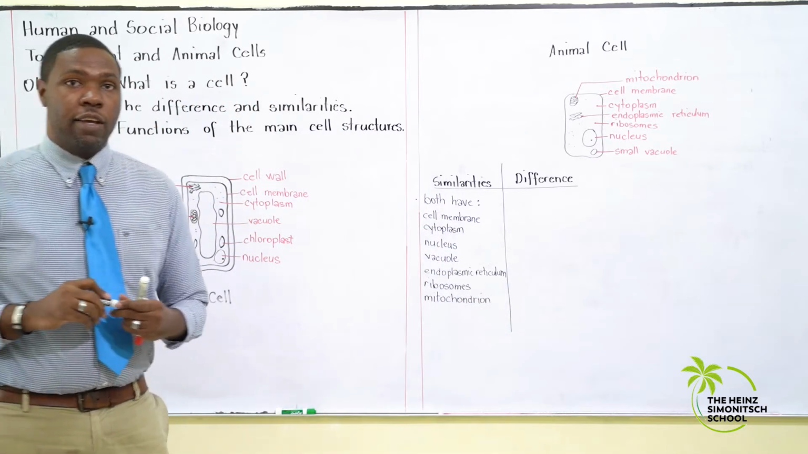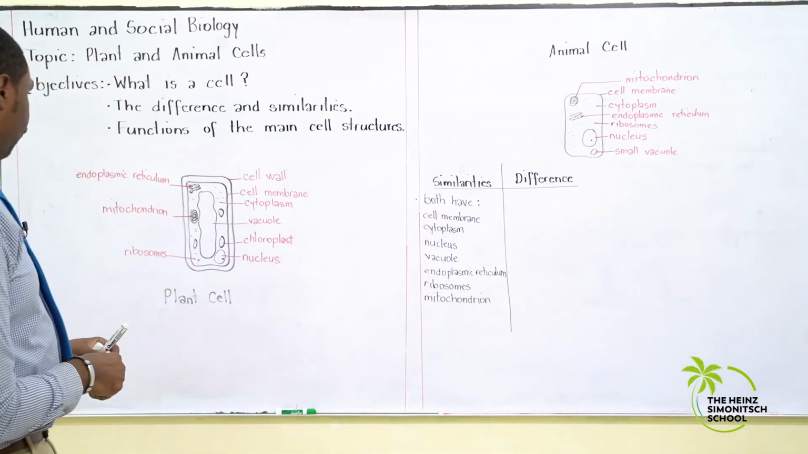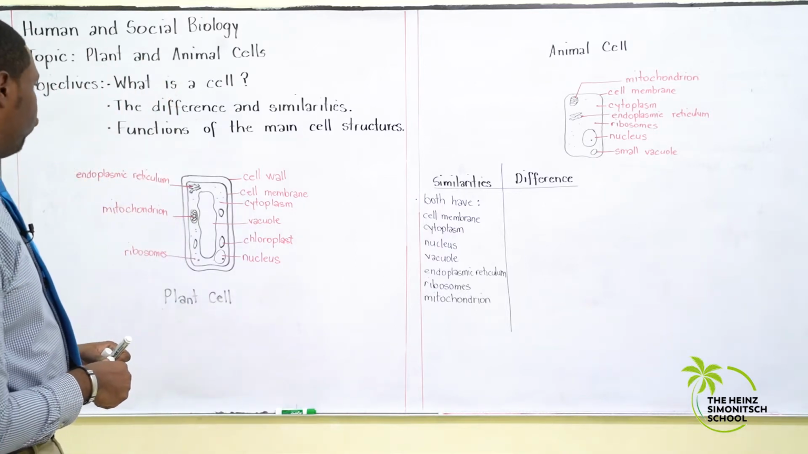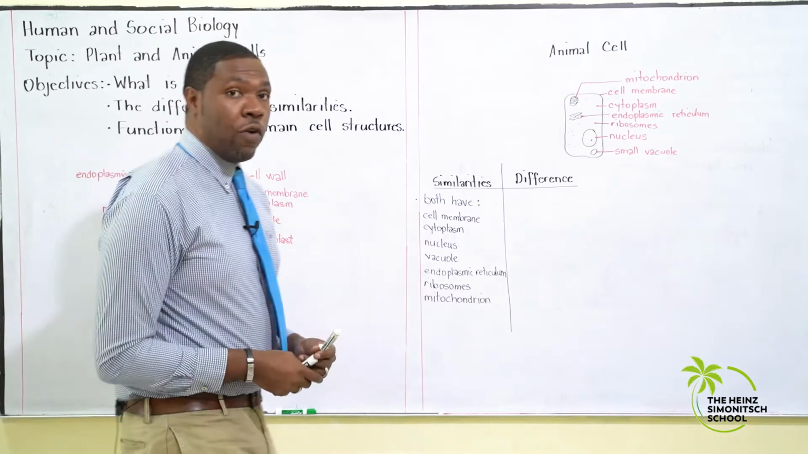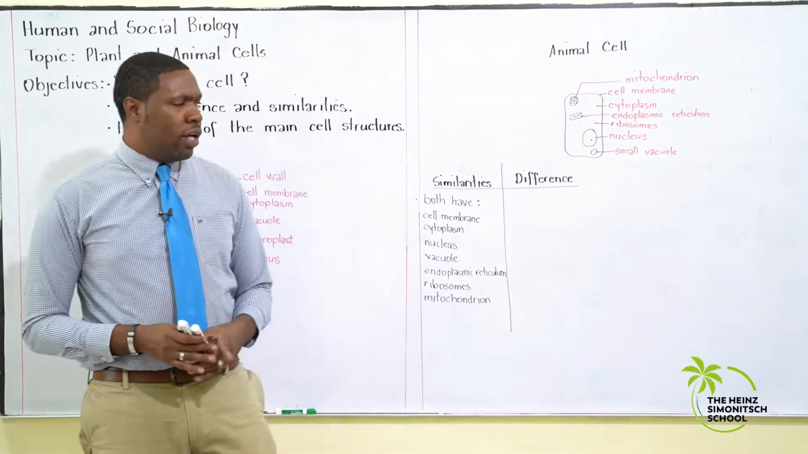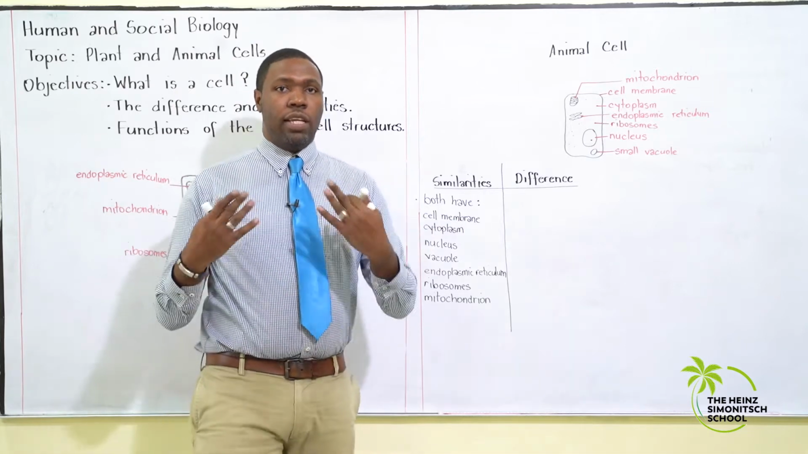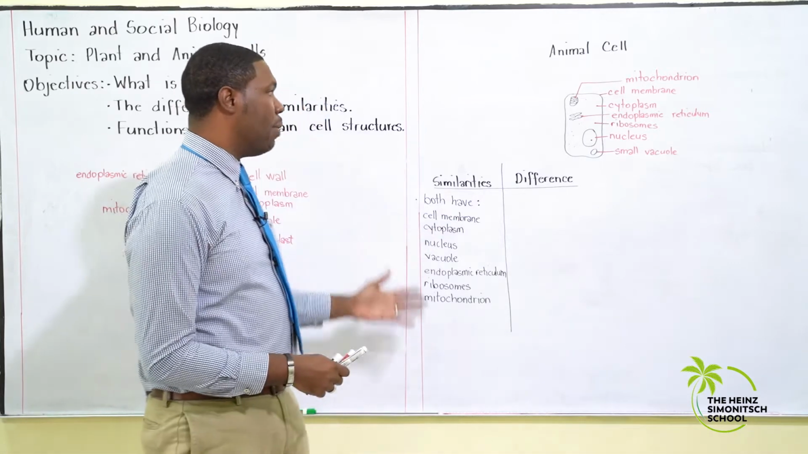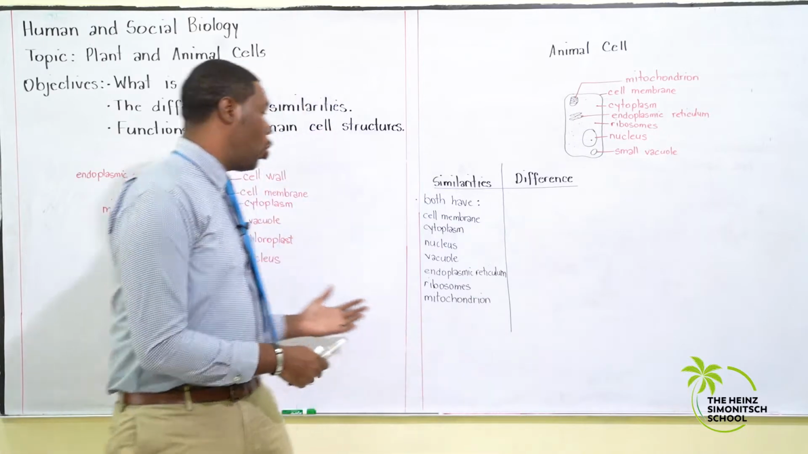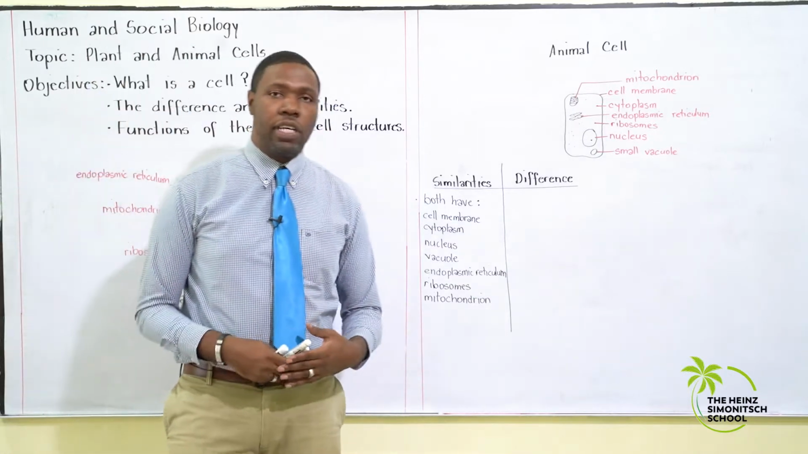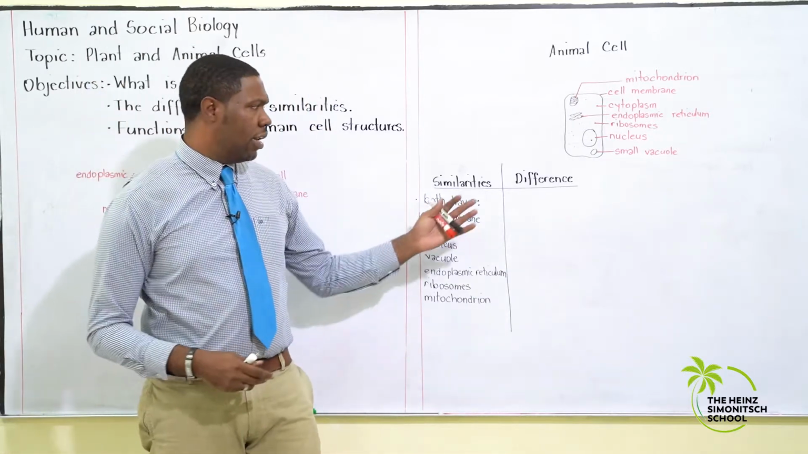Are we missing anything? Let's look. Yeah, I think we pretty much covered everything. Now, let's look at the differences. Well, let's start with the obvious. Animal cells do not have chloroplast. Why? Because they don't photosynthesize. So let's write that.